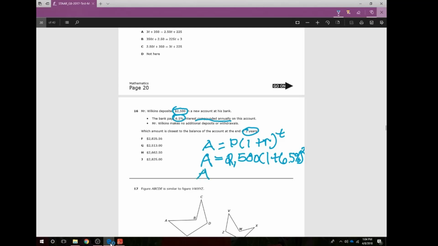We got A equals 2,835.56. So this is asking me for the balance of my account. We remember that compound interest gives us our account balances. So we don't have to do anything. We don't have to do any addition or subtraction from here. We can just look down our answer choices and see which one is closest. So the one that is closest is choice F. It's actually the exact one. G is too high, H is too low, and J is too low. So the only one that works is F.